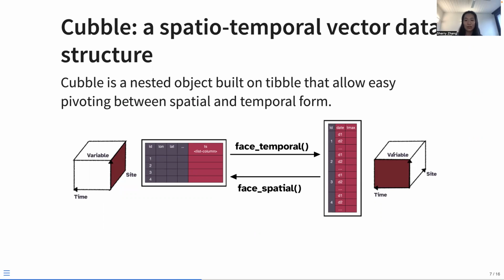In general, spatial operations will be performed in the nested form on the left, and the temporal operations will be carried out in the long form on the right. The pair face spatial and face temporal is used to switch the cubble between these two forms. With face temporal, the focus of the data is on the temporal face of the spatial temporal cube, and this corresponds to the nested form. And with face spatial, the long cubble is switched back to the nested form and the spatial face of the data cube.